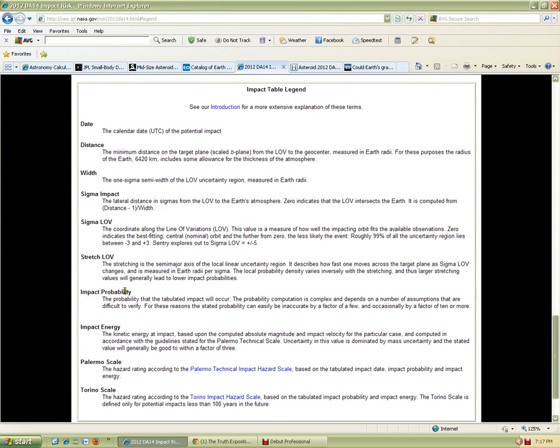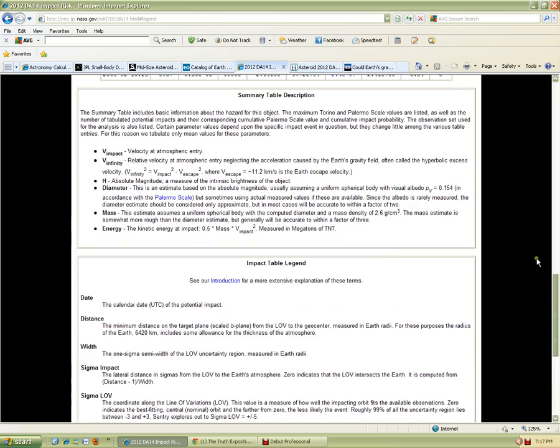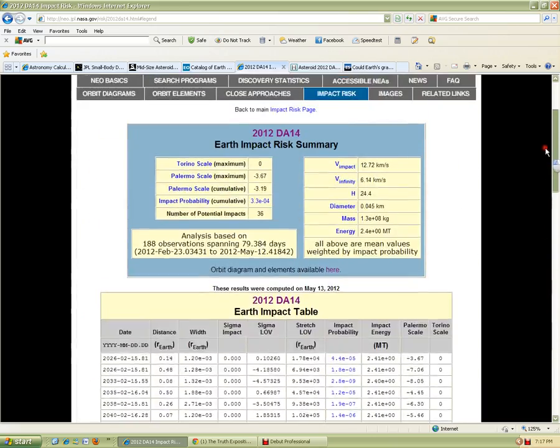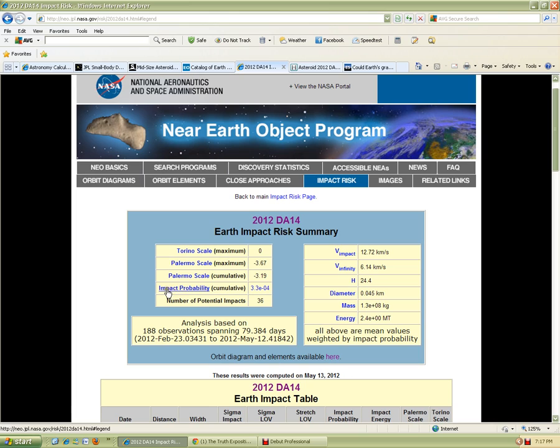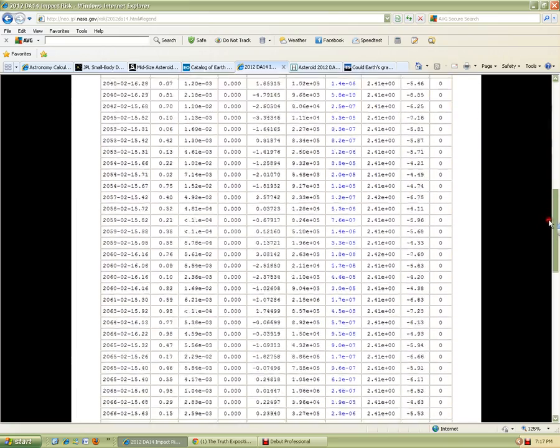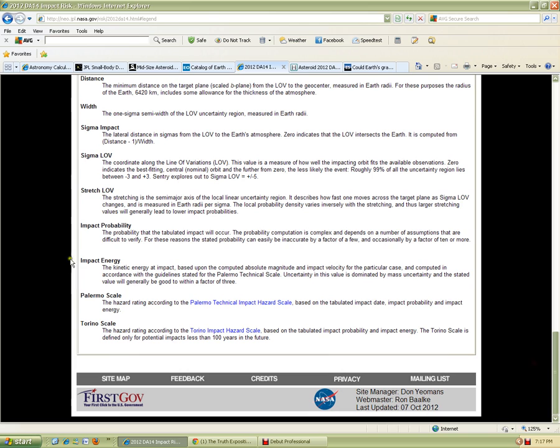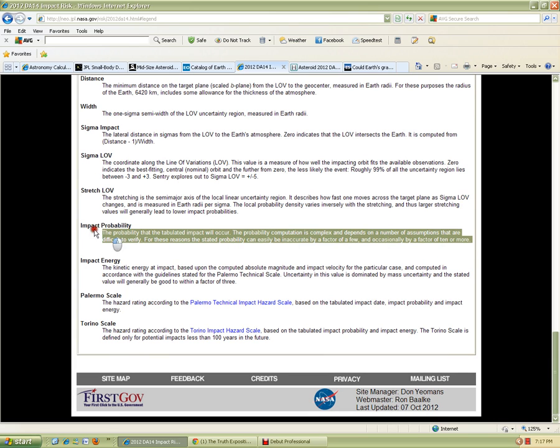So the impact probability, and this is an impact table, okay? And this is what it's saying here. Impact probability cumulative is 3.3E-04. But that is just an estimation, I believe, because here it says impact probability right here.